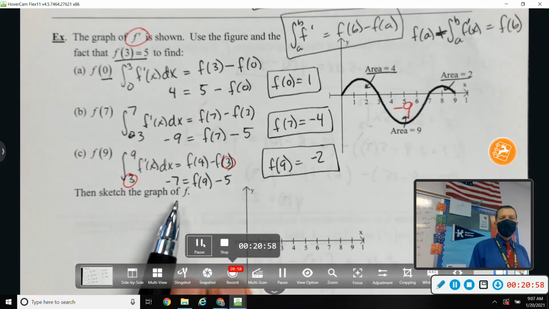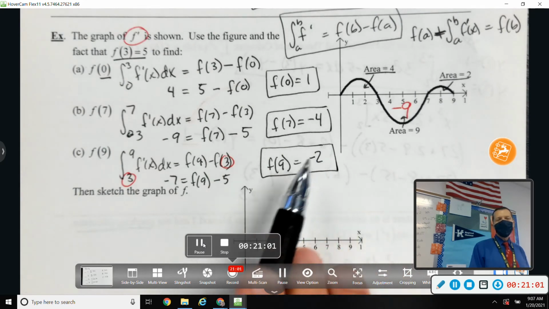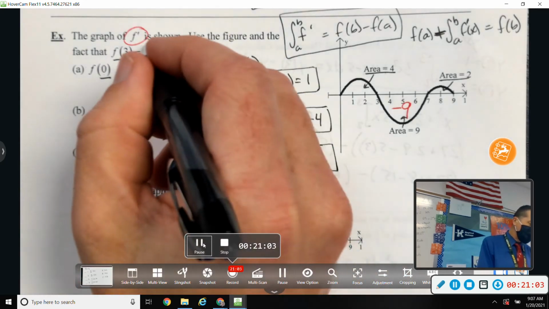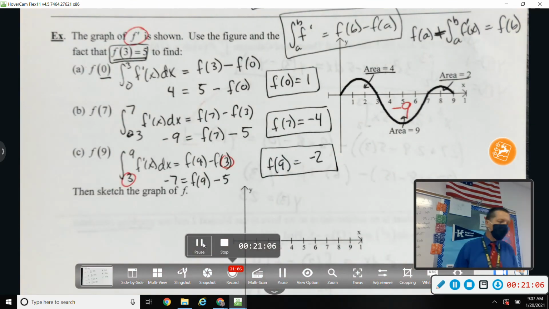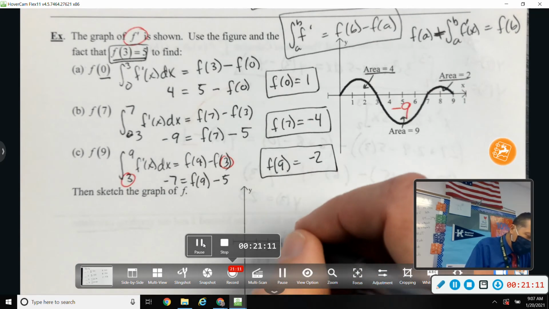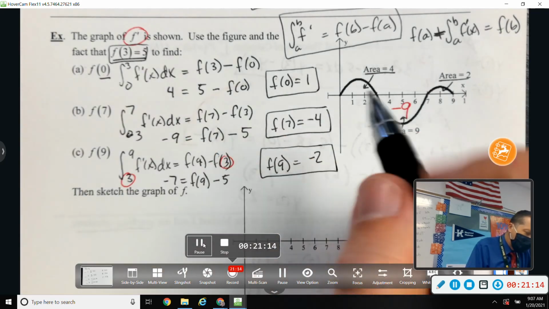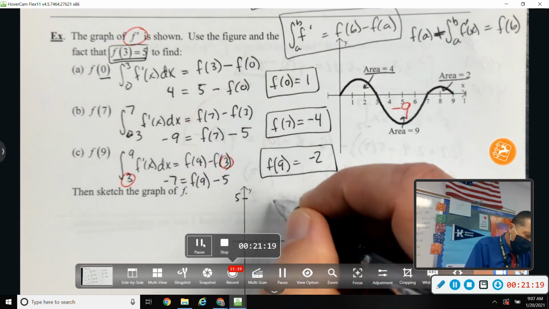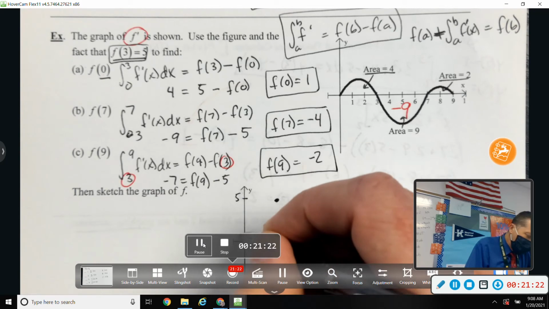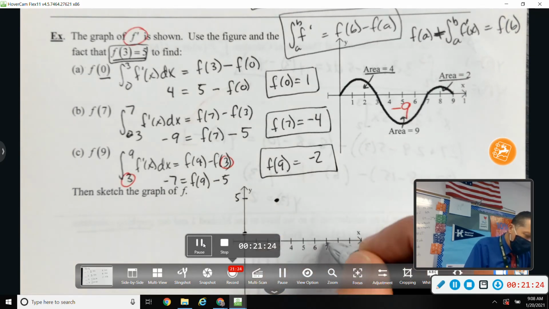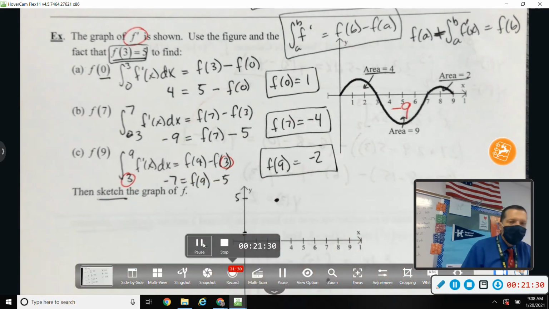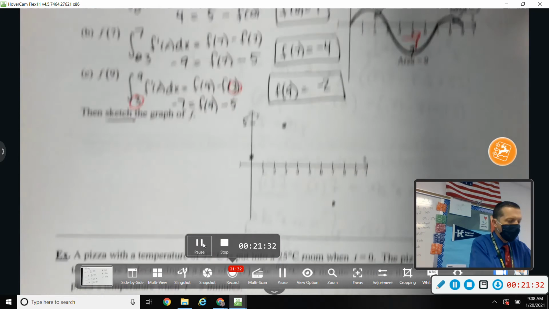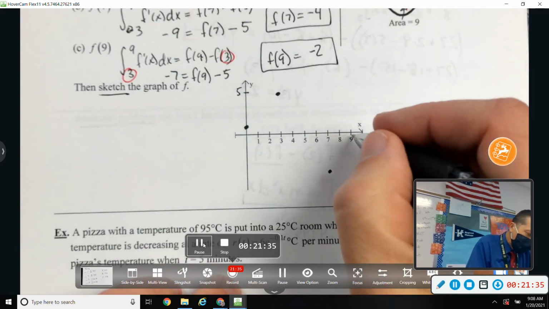Sketch the graph of f. Well, normally I don't think I would like that very much, but I've got 5 values for f, so I'll plug those in, plot those, and see how things look. So f of 3 is 5. That's the biggest y value I've got. F of 0 is 1. F of 7 is -4. And it's a sketch, so we don't have to be dead on perfect here. And f of 9 is -2.